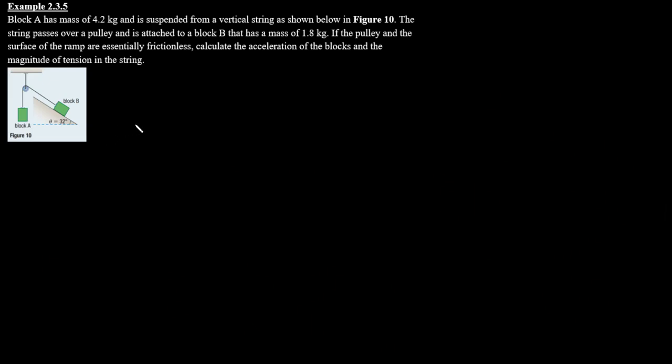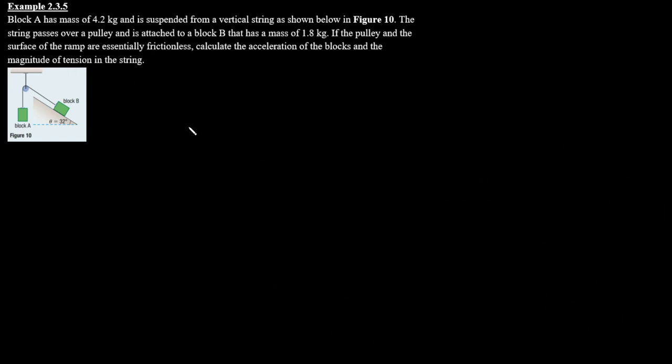Okay, so example 2.3.5 says block A has a mass of 4.2 kilograms and is suspended from a vertical string, as shown in figure 10. The string passes over a pulley and is attached to block B that has a mass of 1.8 kilograms. If the pulley and the surface of the ramp are essentially frictionless, calculate the acceleration of the blocks and the magnitude of the tension in the string.